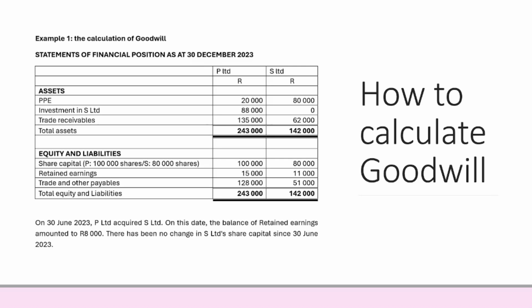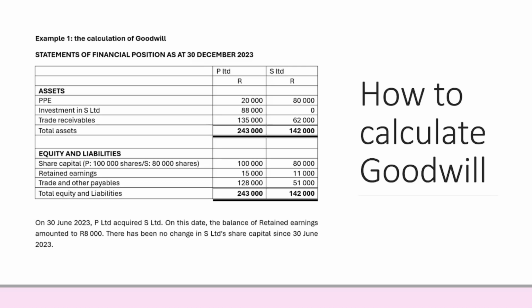Remember, we're doing simple examples. We're at the basics right now. So we have P Limited, which is obviously the parent. I'm an accountant, so I'm not really creative. And then we have S Limited, which is the subsidiary. And these companies both have assets, both have liabilities, both have equity. So now what do we do upon consolidation?